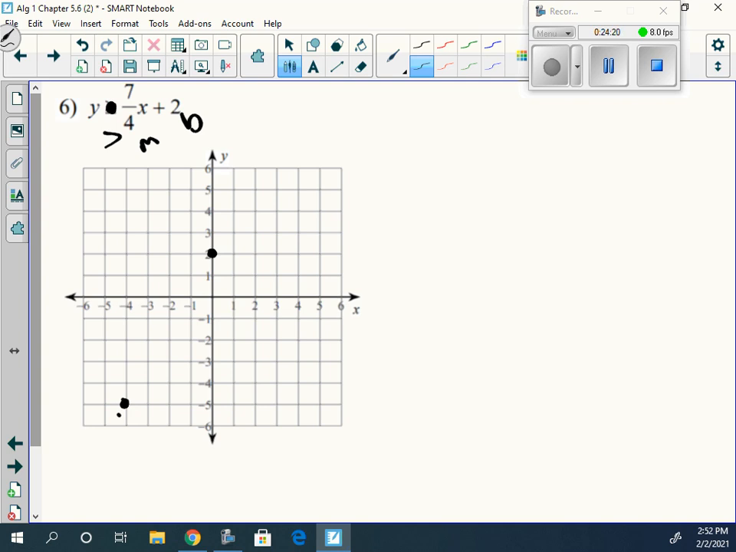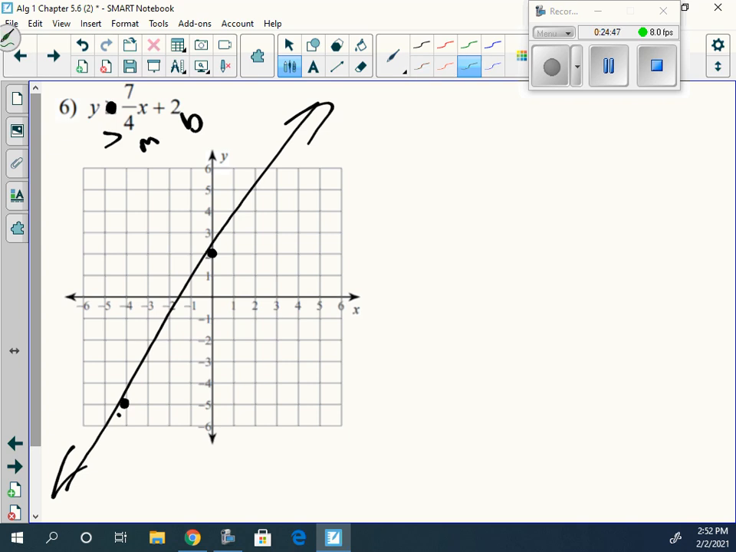Because if I connect these 2 points, is the line increasing? As we go from left to right, is it going up? So yes, it's increasing, so it does have a positive slope. So that's another way we can make sure we graphed it right, because it should be going up.